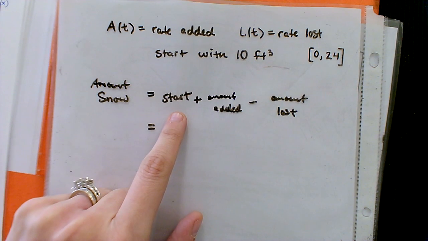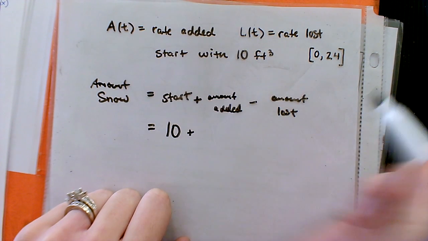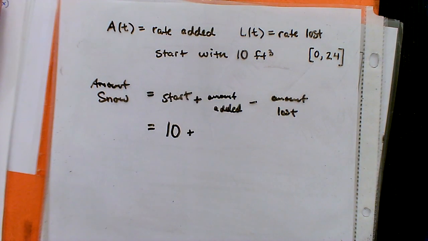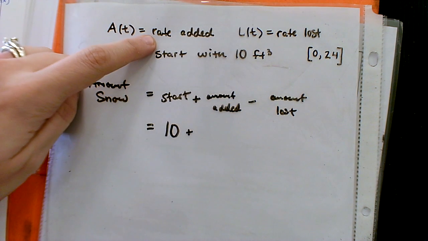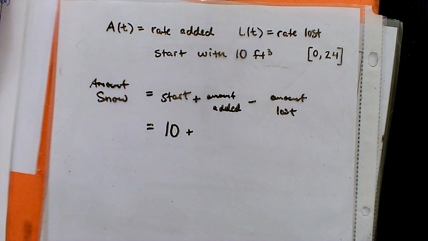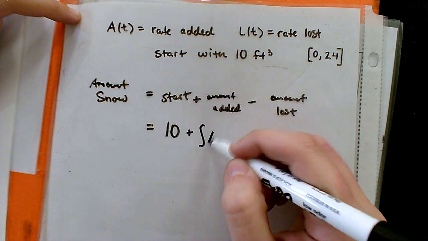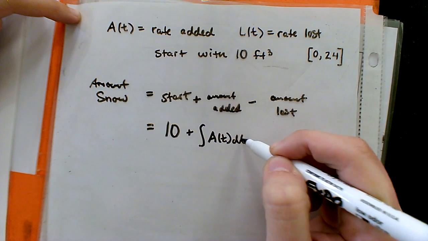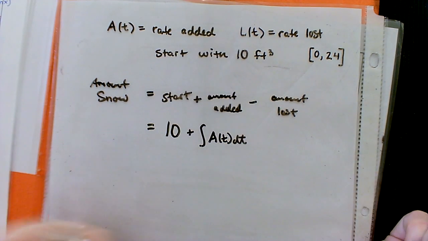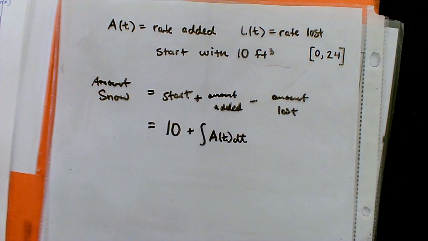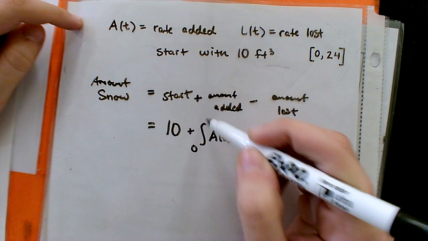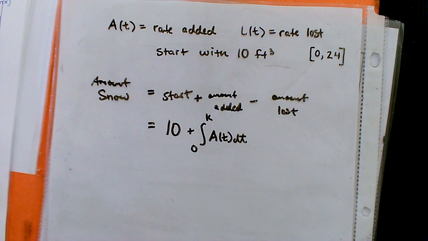How much did we start with? 10. How can we represent the amount of snow added if we have an equation that represents the rate at which it's added? Antiderivative. Okay, now what would my bounds be, if I want this to be the amount of snow at any time? 0 to k, where k represents that time, or you could use t. You could do x, right? You can use any letter you want to represent the time that you're looking for.